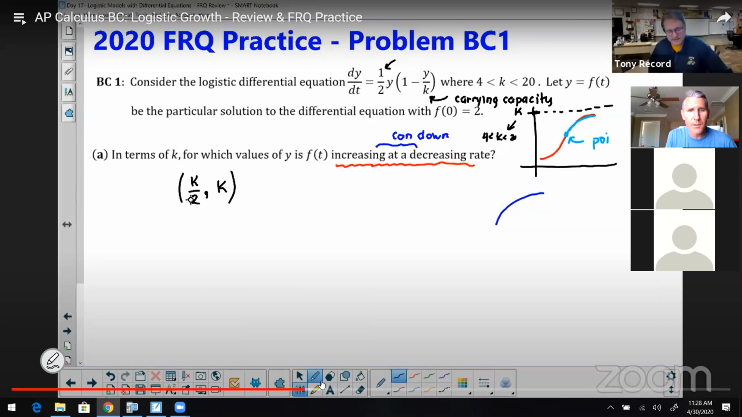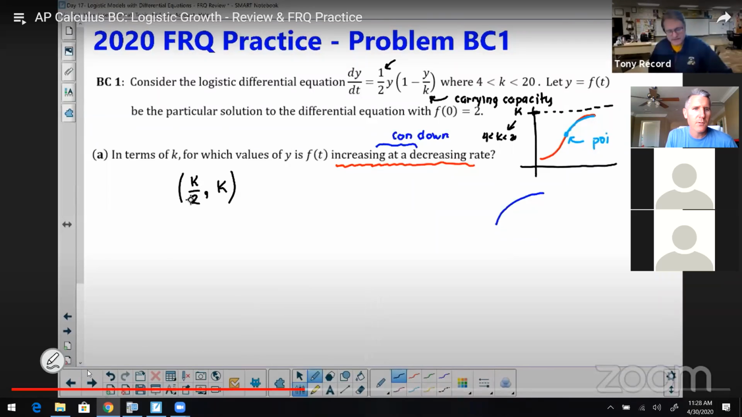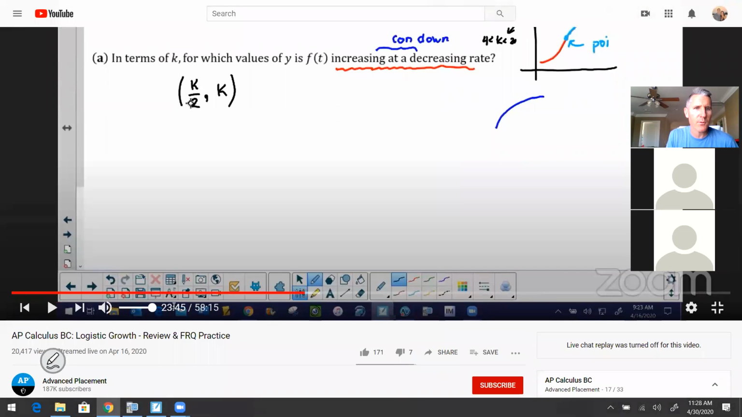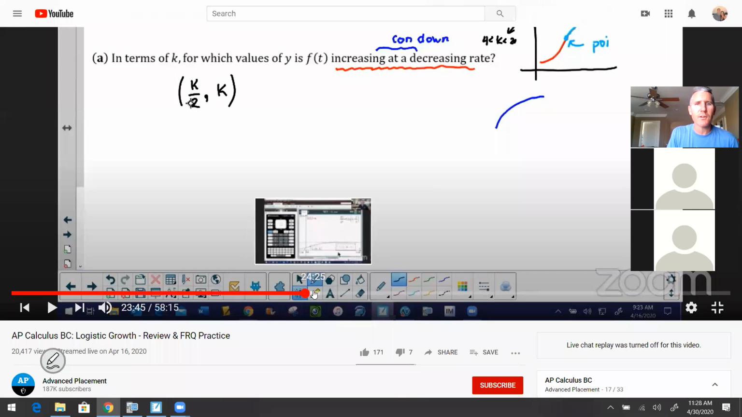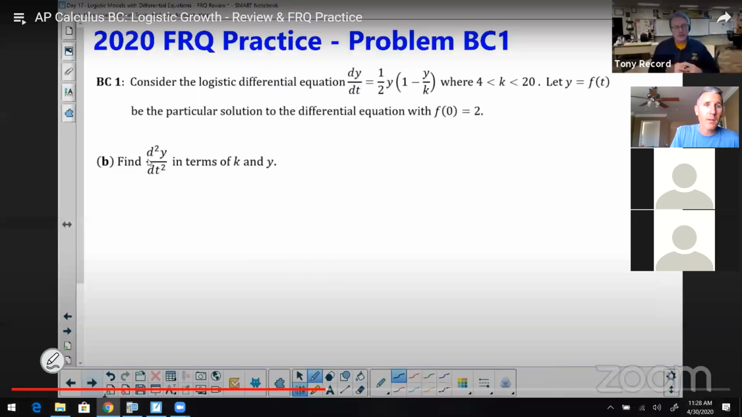We're going to go on to part B right now. If you want to continue watching this, we are at about 23 minutes, 45 seconds into this video. He goes through a little technology thing, but let's go to part B. Find the second derivative of y with respect to t in terms of y and k. I want you to try to do this problem right now.